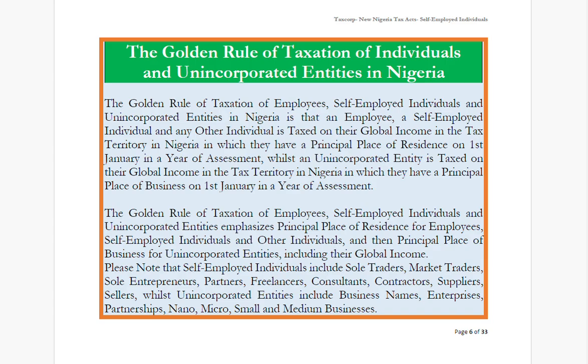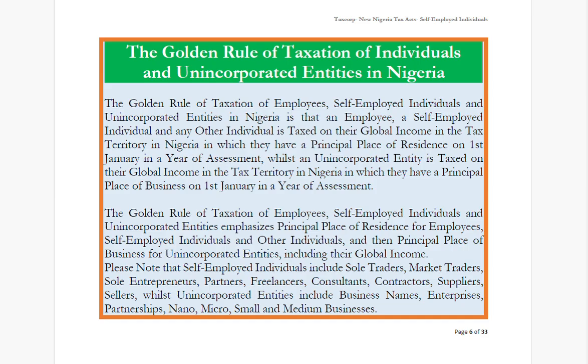The golden rule of taxation of employees, self-employed individuals, and unincorporated entities in Nigeria is that an employee, a self-employed individual, and any other individual is taxed on their global income in the tax territory in Nigeria in which they have a principal place of residence on 1st January in a year of assessment, whilst an unincorporated entity is taxed on their global income in the tax territory in Nigeria in which they have a principal place of business on 1st January in a year of assessment.